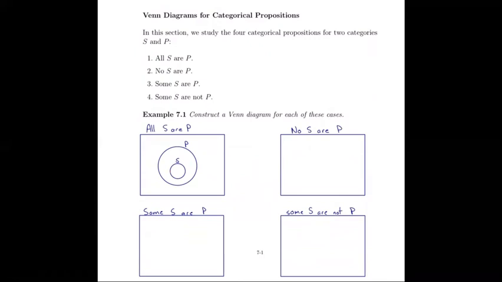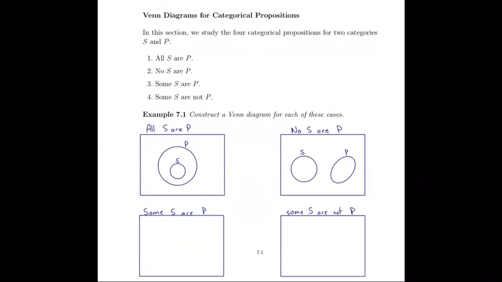For the second case, no S are P. I have this labeled below. No S are P. Well, nothing in S is in P. So we can draw that this way. So no S are P. Okay. It's also the same as saying no P are S. Nothing in P is in S. No dog is a bird. No bird is a dog.